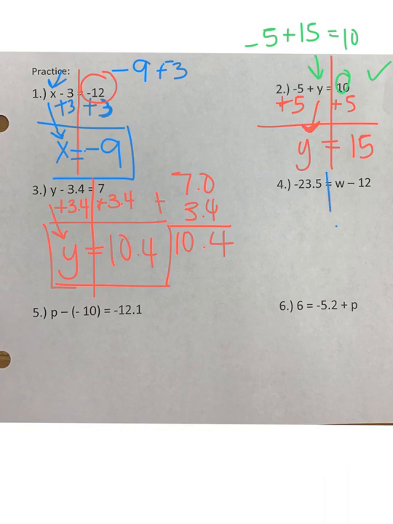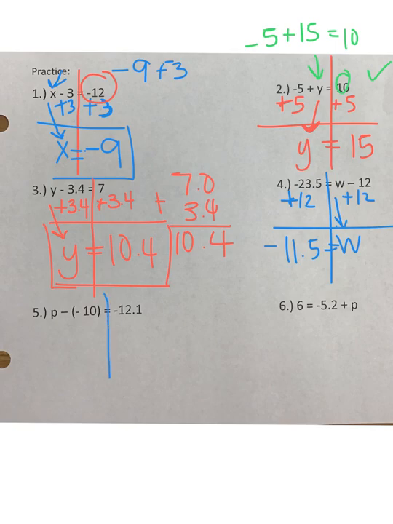Okay, for this next one, it is written backwards, but you still use the same process. You could rewrite it if you would like to and put w minus 12 equals negative 23 5/10, but I'm just going to keep it as is. Since we have a, you're subtracting 12, you're going to add 12 to both sides. Okay, which would give you w on this side equals negative 11 5/10.